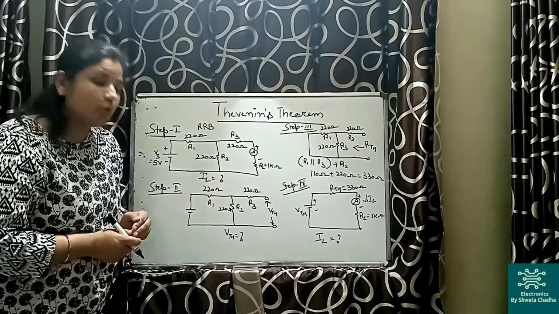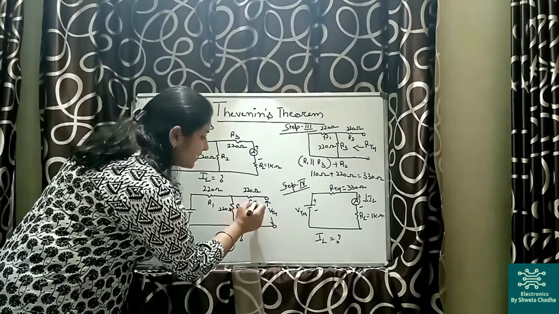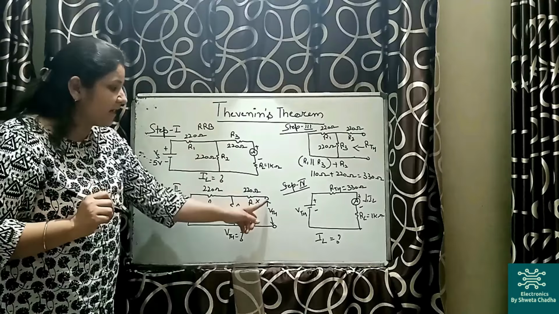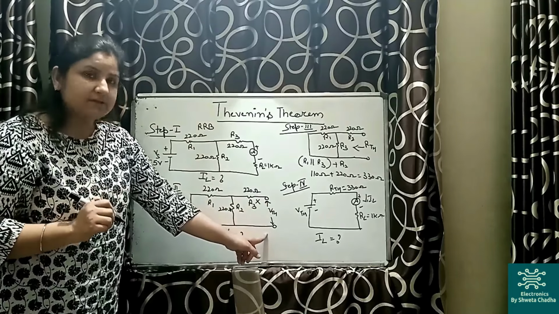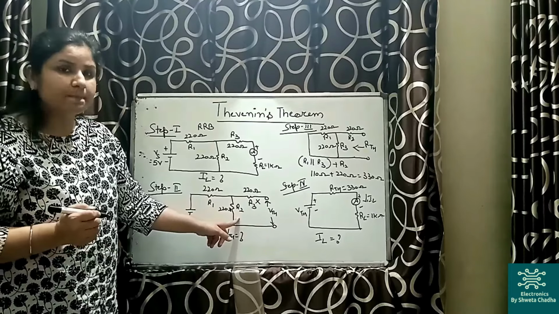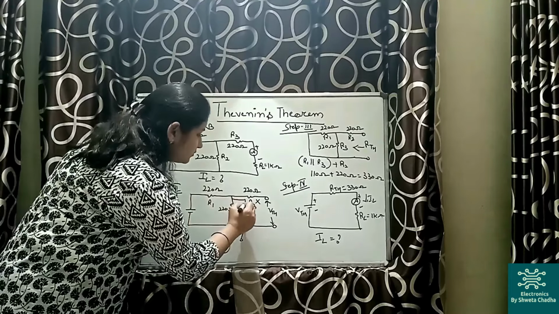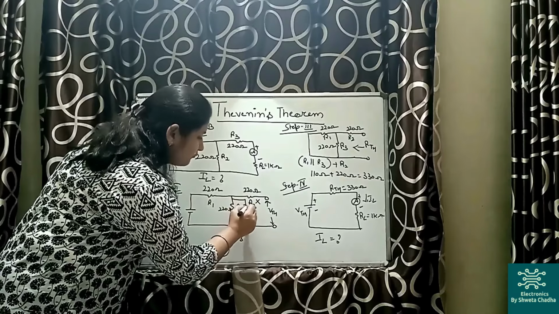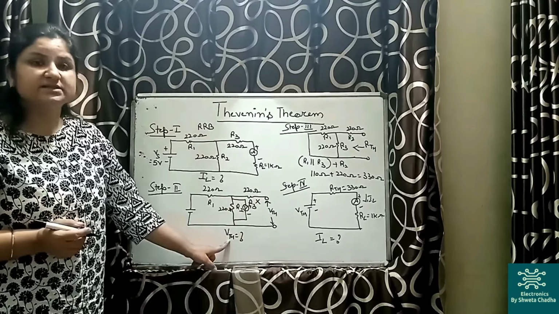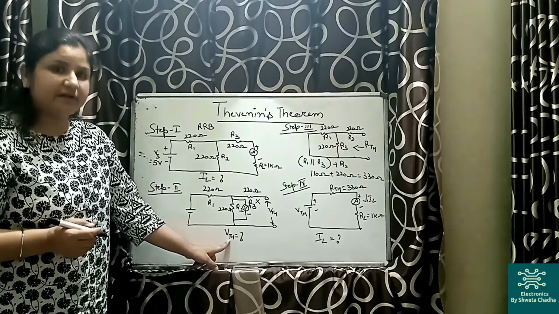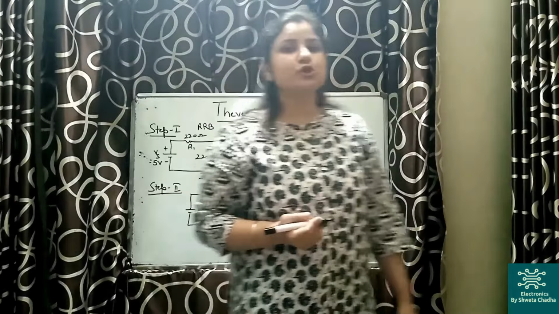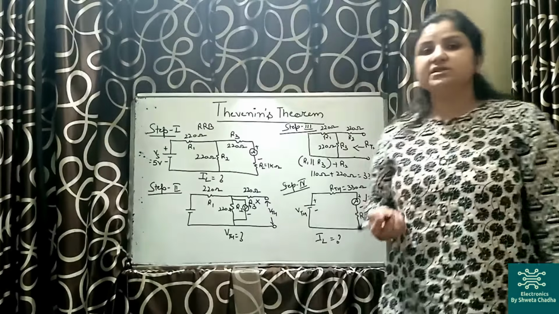Once we have removed RL, we are supposed to calculate open circuit voltage. Now since this is an open circuit, there will be zero current flowing across R3. Thus, VTH is nothing but the voltage across resistance R2. So we are supposed to connect a voltmeter in parallel with R2. This will give us the second value, VTH.